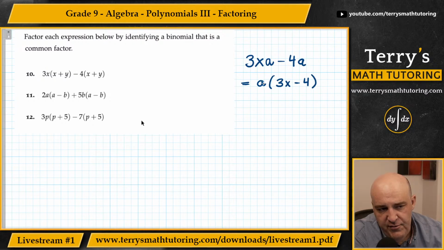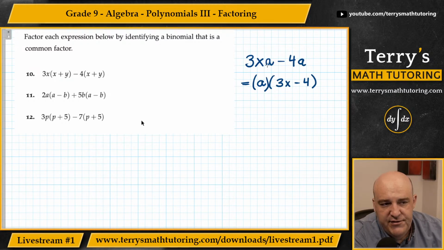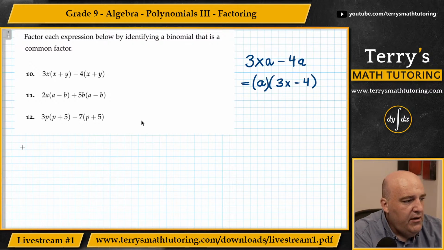Now, since a is a monomial, I don't need to put brackets on, but I could. And just as this one is easy, this is the same thing. The only difference is instead of a little a as a single variable, we have x plus y. So just as we pulled out a here, we can pull out x plus y here. So that's the idea.